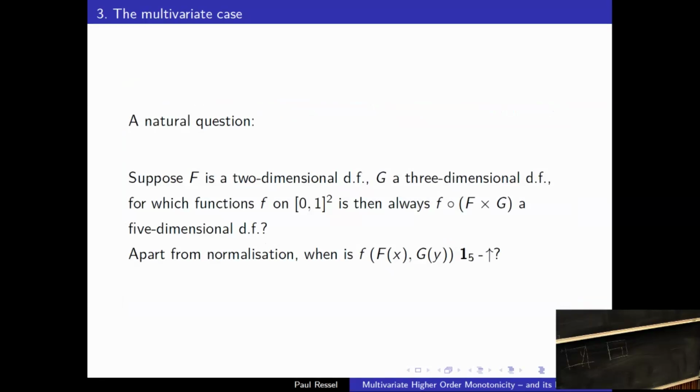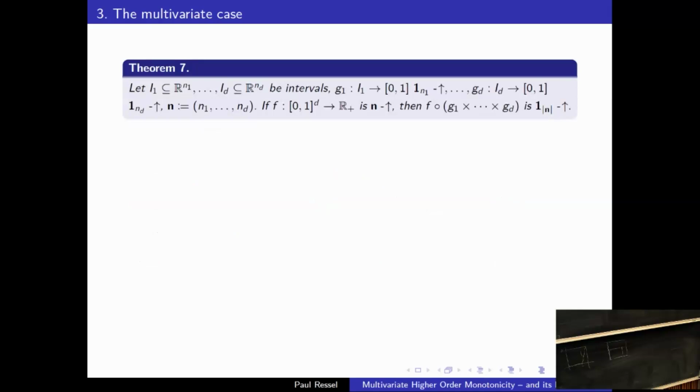Now a natural question. Suppose f is a two-dimensional distribution function of a probability measure. Let's say g is a three-dimensional one, for which functions on the unit square is then always f composed with this concatenation, a five-dimensional distribution function. So apart from normalization, when is f of capital F of x, capital G of y, 1, 5 increasing? Well, the answer is given here.